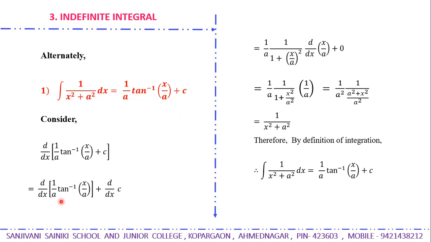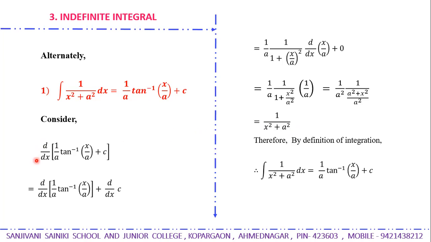Then we want to find the derivative of tan inverse of x by a. Its derivative, that means tan inverse of f of x, its derivative is 1 upon 1 plus f of x square into f dash of x. Use it. So 1 upon a, 1 upon 1 plus x square upon a square into 1 by a. Now after simplifying this, you will get 1 upon a square into 1 upon a square plus x square upon a square. So 1 upon a square and 1 upon a square will cancel each other and you will get 1 upon x square plus a square.